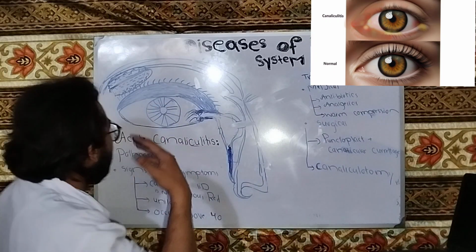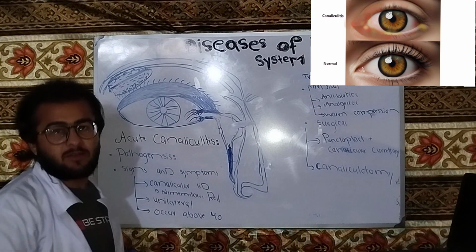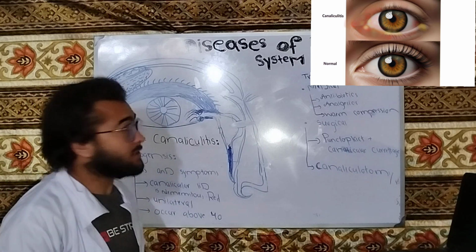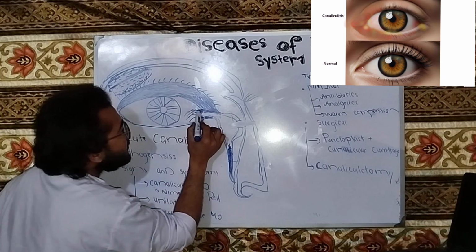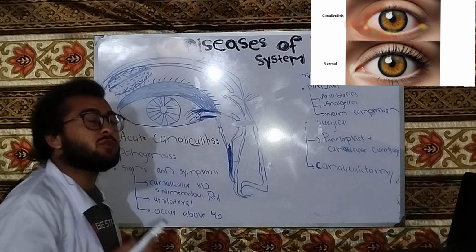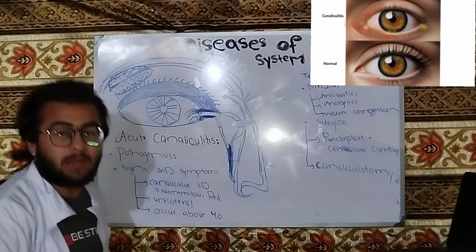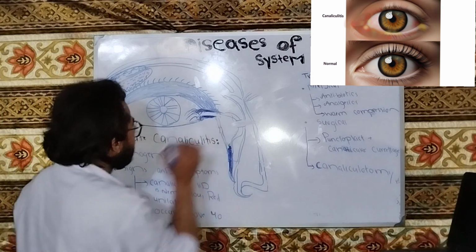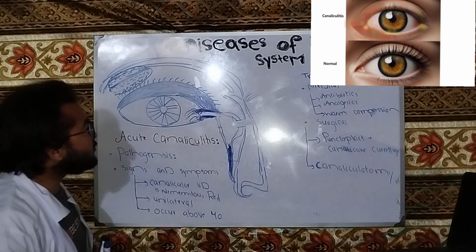Now the next one is acute canaliculitis. What is acute canaliculitis? When there is inflammation of the canaliculus, this is called canaliculitis, and if it is acute, this is called acute canaliculitis. Okay? Pathogenesis, what is the pathogenesis?